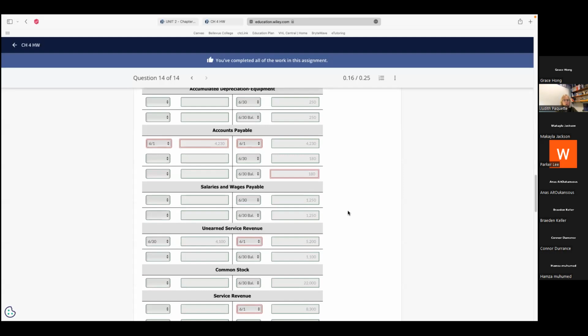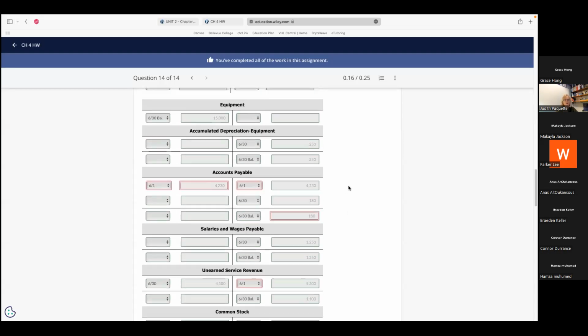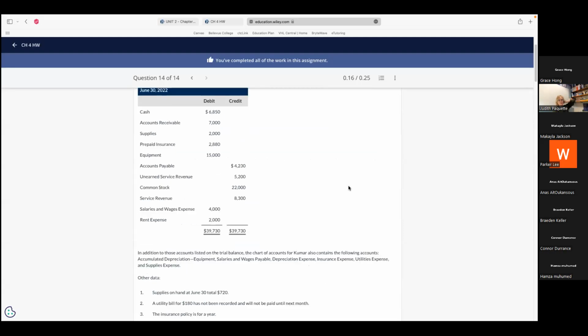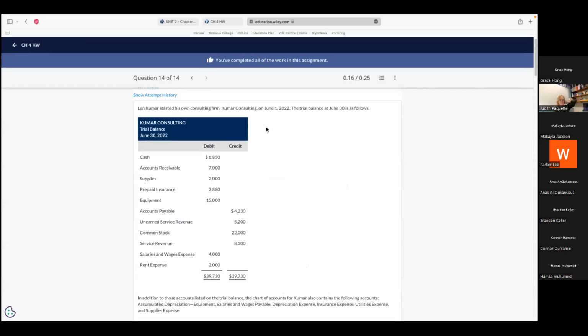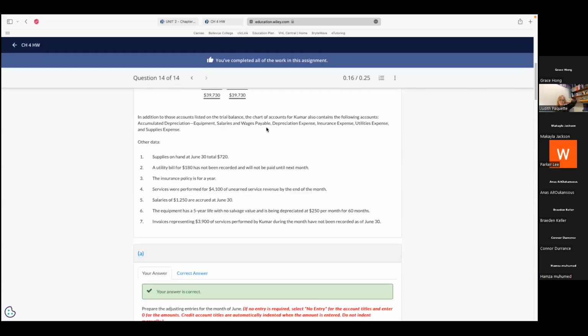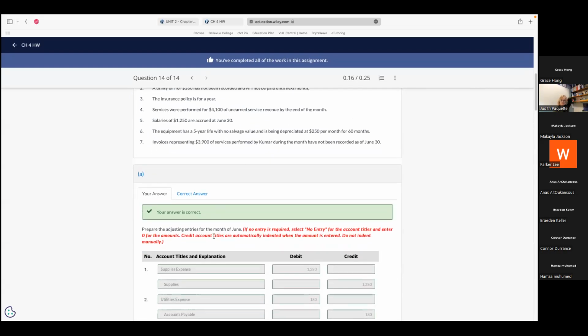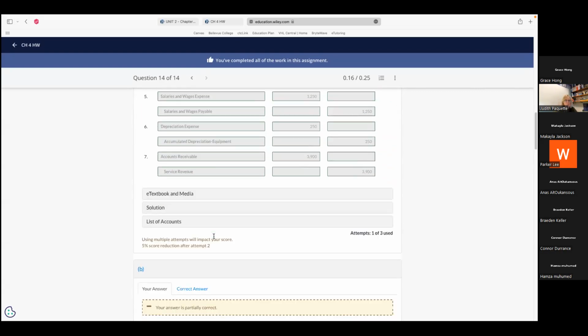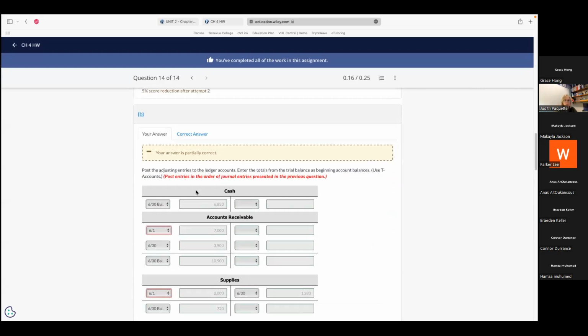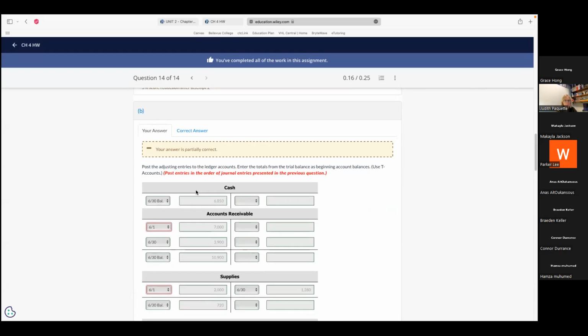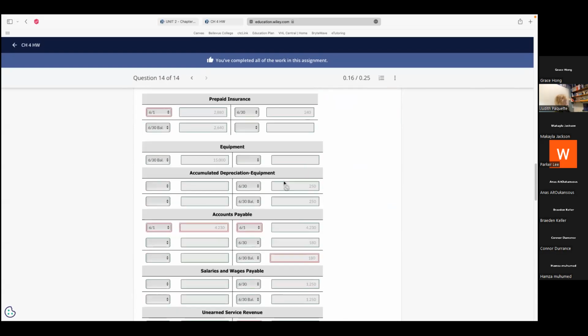Michaela's sharing a homework problem that she had a question on, chapter 4. And these are what? These are the closing. What's the question? So, closing journal entries. It was for Kumar Consulting, and then at first, oh, these are the adjusting journal entries. We did the adjusting, and then it was the T accounts. Okay.